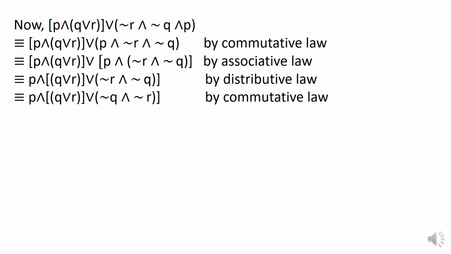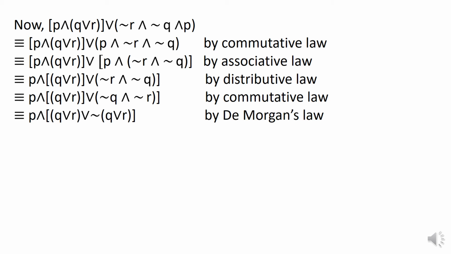Then again, P and (Q or R) remains as it is, or in the second bracket, the second smaller bracket, not R and not Q becomes not Q and not R. That means we just change their position by means of commutative law. Then the second smaller bracket, that is not Q and not R, is the negation of a disjunction. So not Q and not R can also be written as not (Q or R) by De Morgan's law.